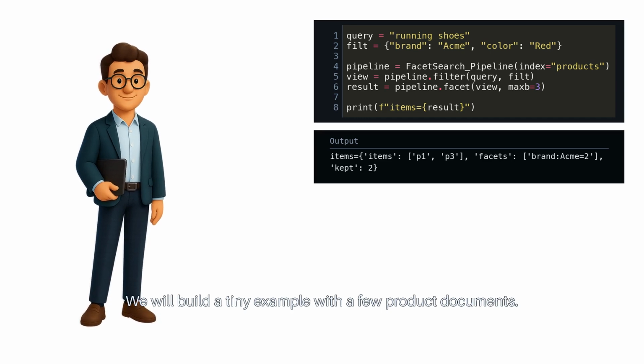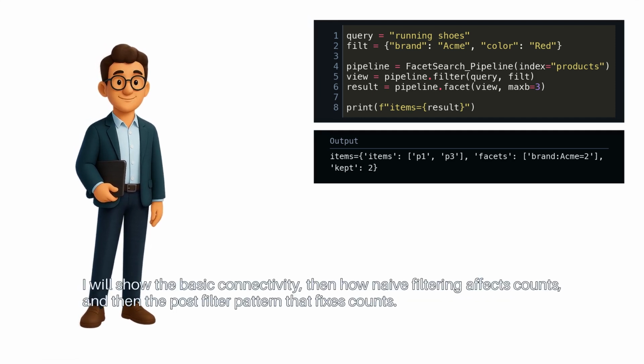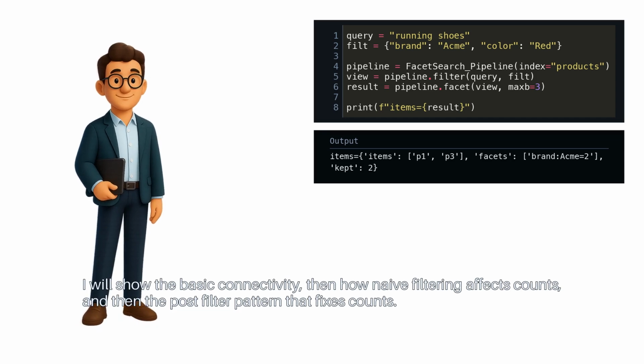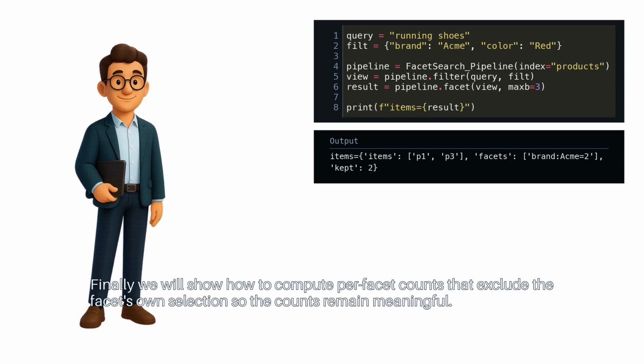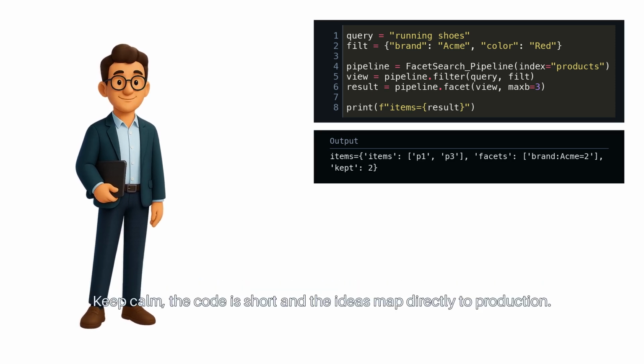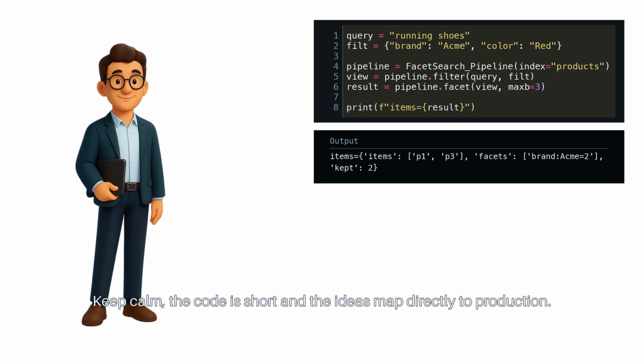We will build a tiny example with a few product documents. I will show the basic connectivity, then how naive filtering affects counts, and then the post-filter pattern that fixes counts. Finally, we will show how to compute per facet counts that exclude the facet's own selection so the counts remain meaningful. Keep calm. The code is short, and the ideas map directly to production.